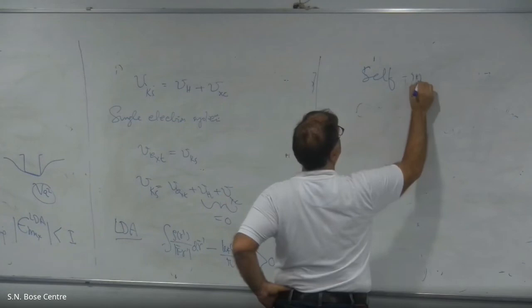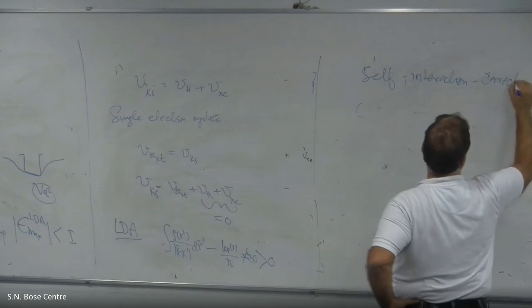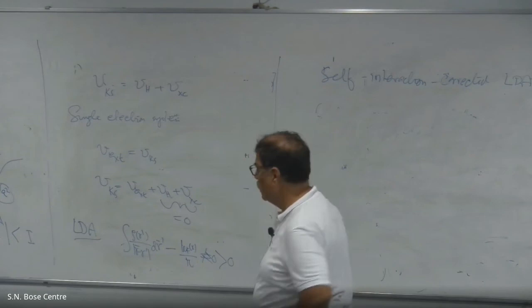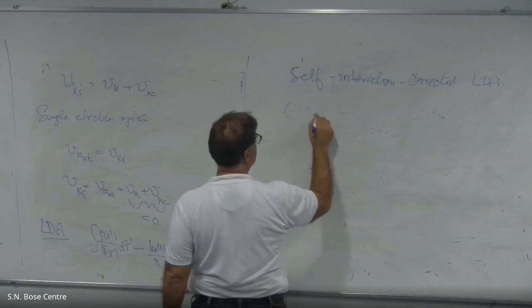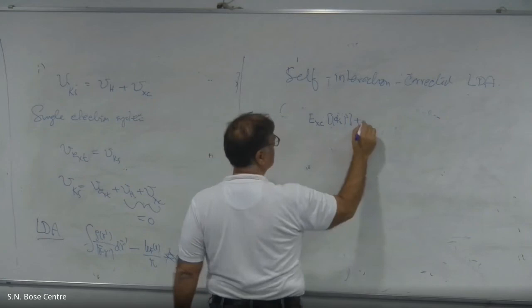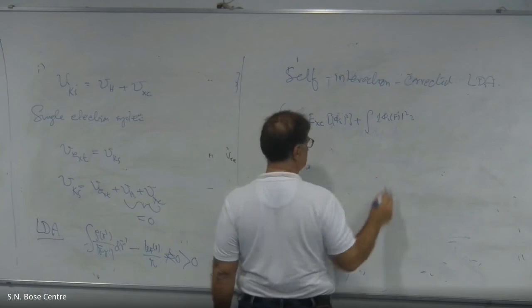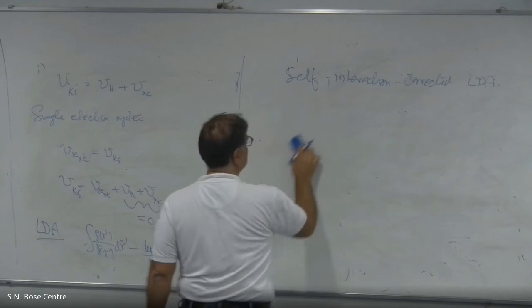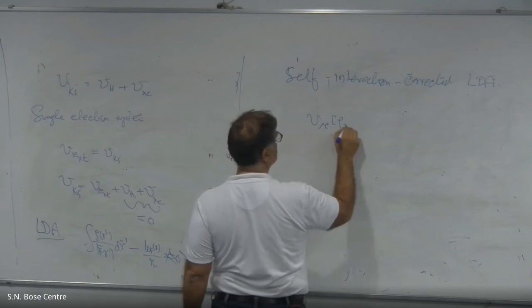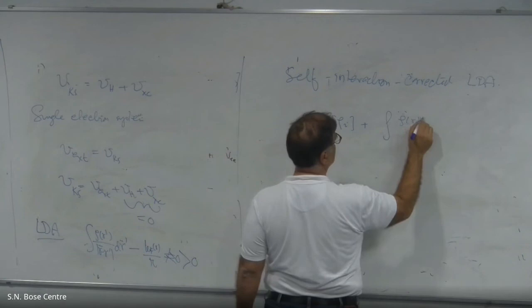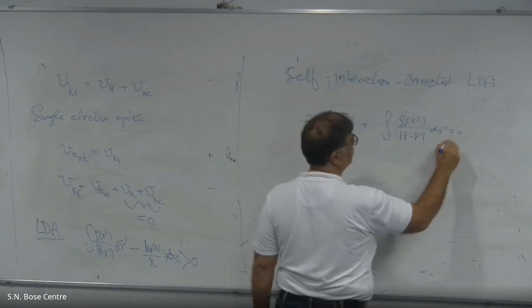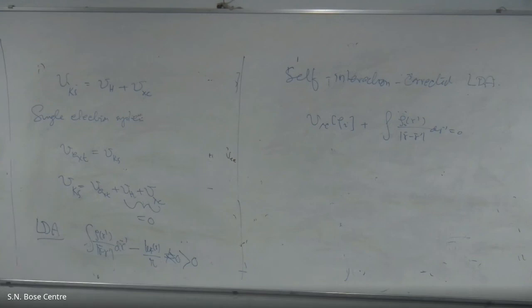Self-interaction corrected LDA. Okay. So I know that for each orbital, I should have Exc of the i-th orbital density, and let's write the potential. Sorry, I should have Vxc calculated for this i-th orbital density plus the integral of rho(r') over |r - r'| dr' times rho_i, and this should be zero. If it's not zero, you correct it from outside, subtract it out.